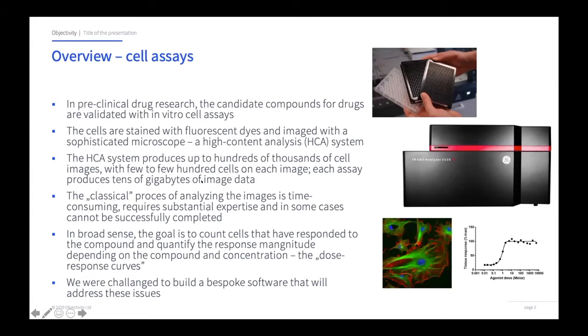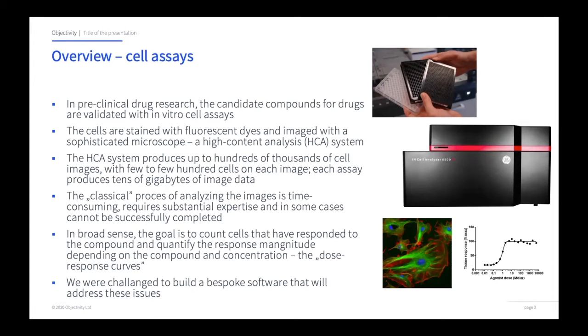So in preclinical drug research, the candidate compounds are tested on sort of artificial cell cultures. At the top picture, you can see plates where these artificial cell cultures reside. What scientists do is they treat those cells with the candidate compounds, and they also stain specific cell compartments with fluorescent dyes.